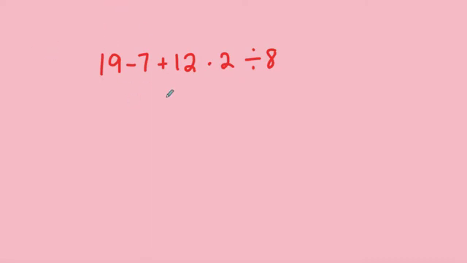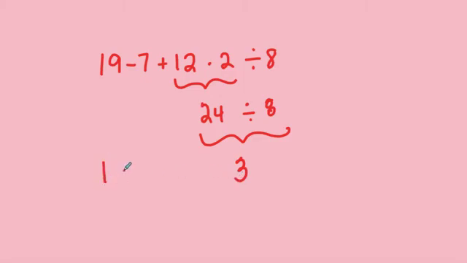Doing GEMDAS, we've got to do multiplication and division from left to right. So I'm going to do that 12 times 2, which is 24, divided by 8, which gives me 3. Okay, so now I have 19 minus 7 plus 3.